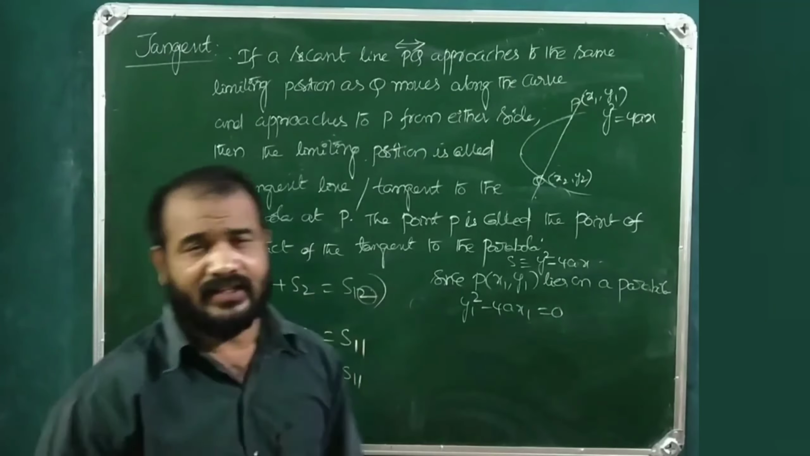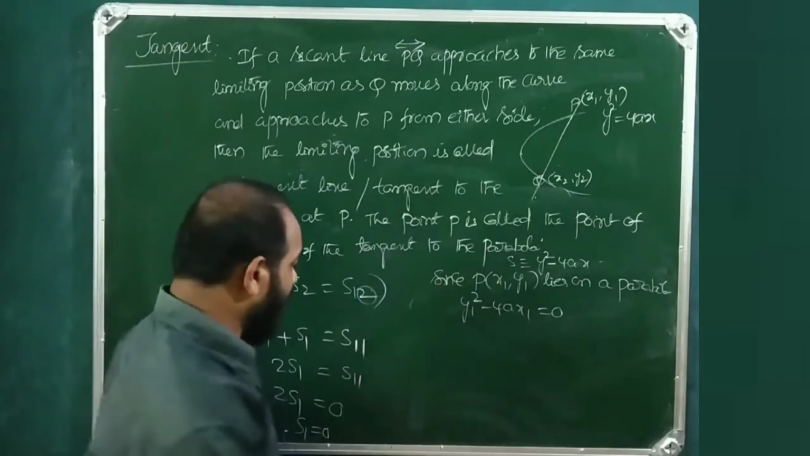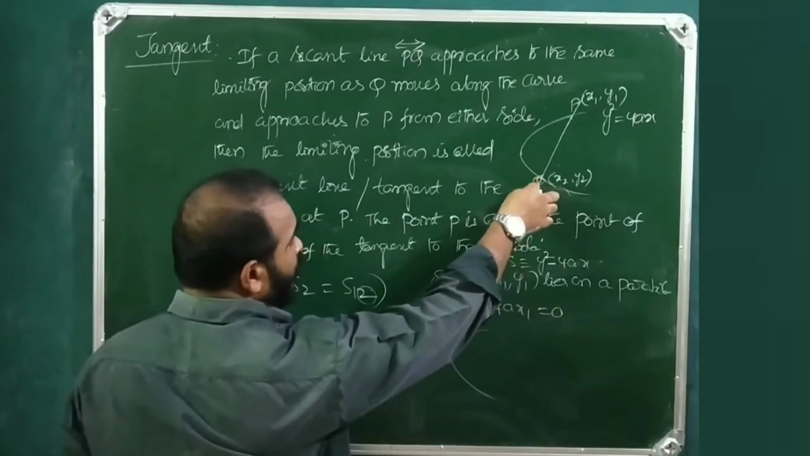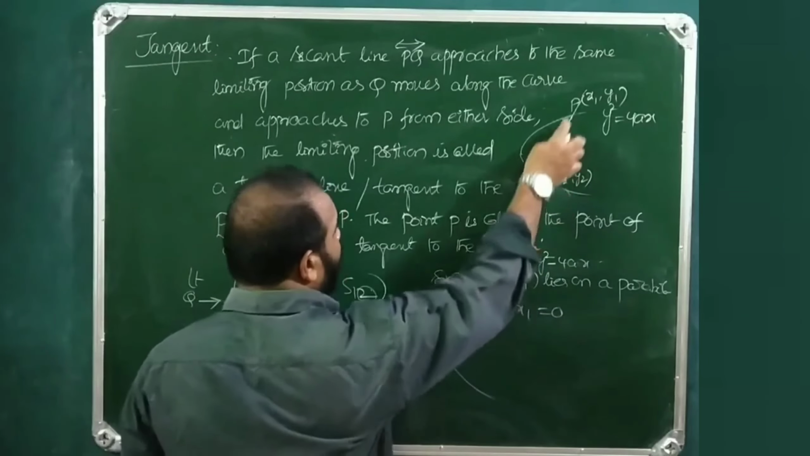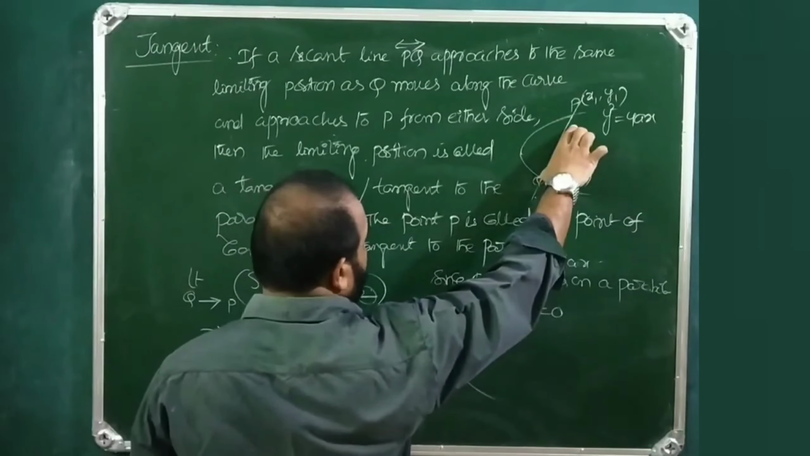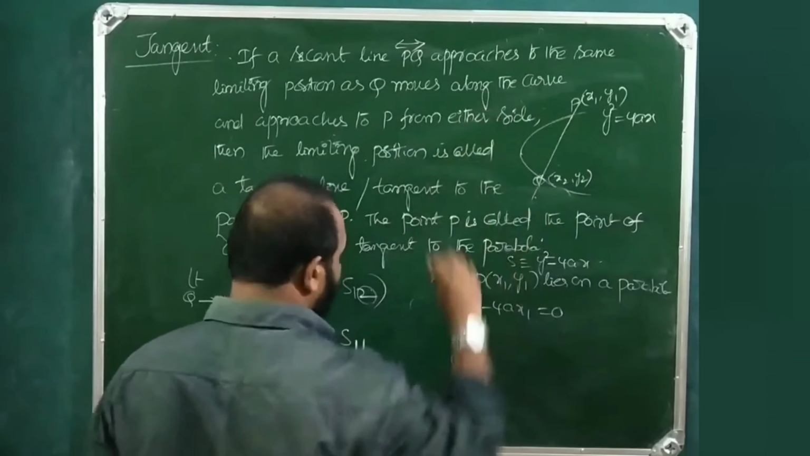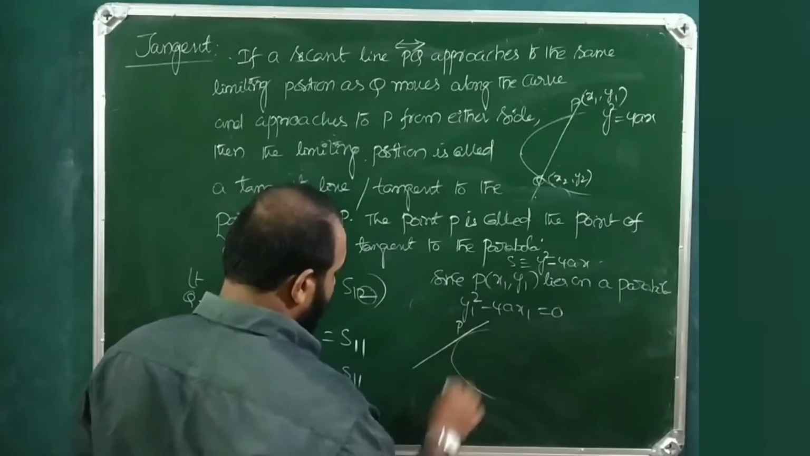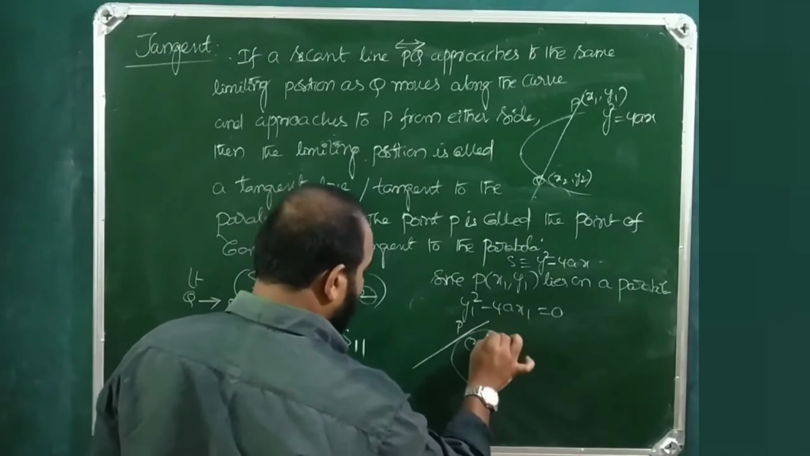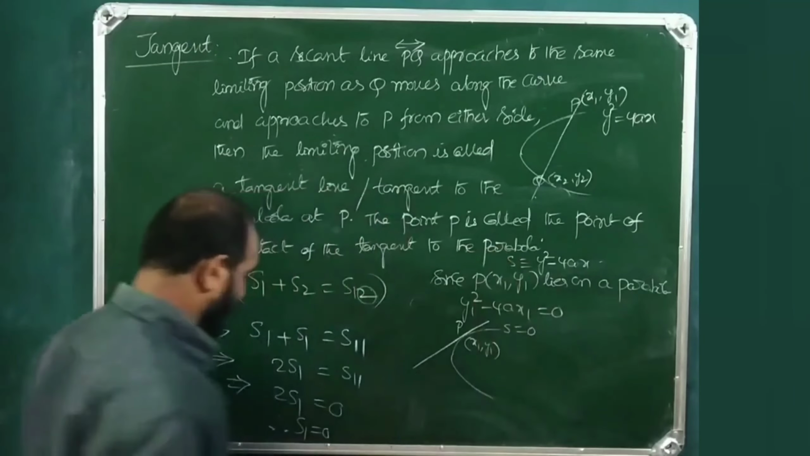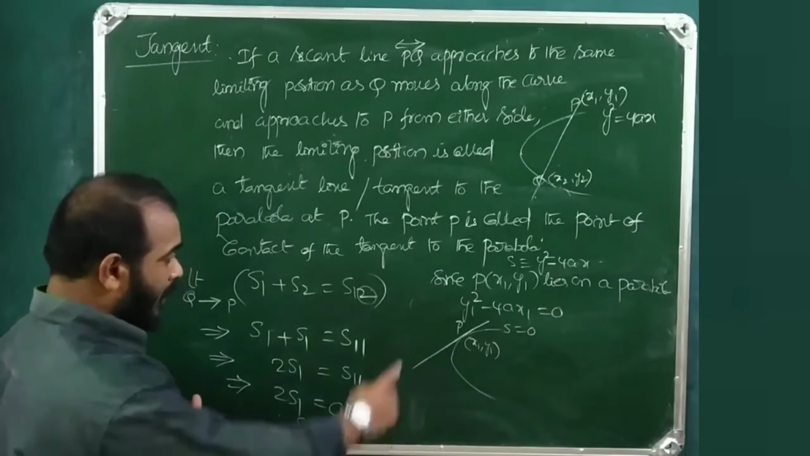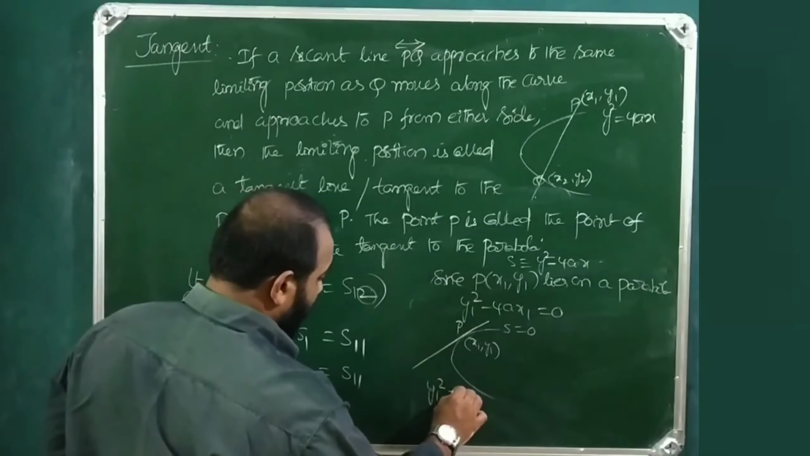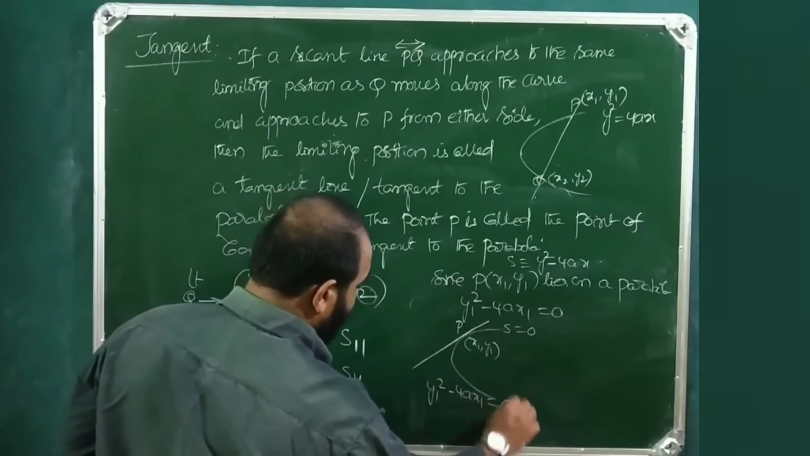Therefore, the equation of the tangent to the parabola at the point P(x1, y1). That means Q is tending to P until this chord PQ becomes the tangent to the parabola. So this is P, this is (x1, y1), and the parabola here is S equals 0. Therefore, the equation of the tangent to the parabola is S1 equals 0. What is S1 equals 0? y1 square minus 4ax1 is equal to 0.